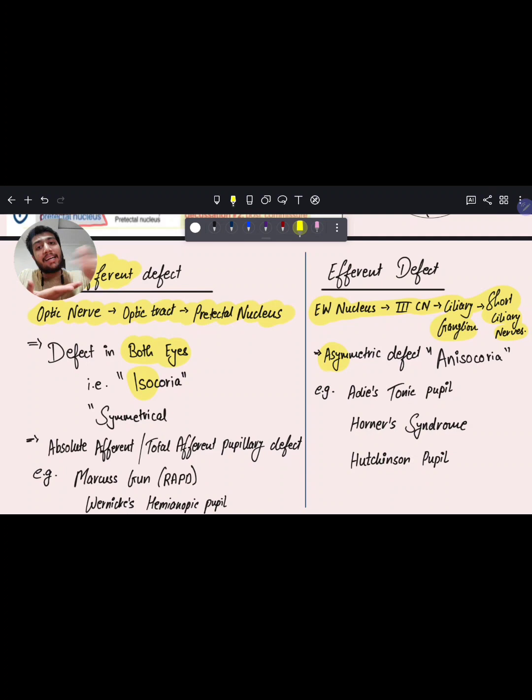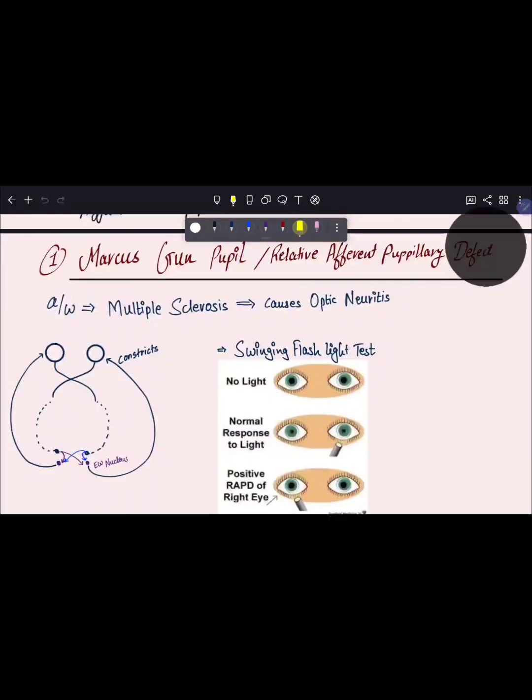तो अगर उसके आगे कोई भी डिफेक्ट है तो ऑब्वियसली वो इप्सिलेटरल होने वाला है और वो एसिमेट्रिक होने वाला है. And some of the examples are Adie's tonic pupil, Horner syndrome and Hutchinson pupil that we are going to study in detail. First disease of the efferent pathway, which is Marcus-Gunn pupil, also known as relative efferent pupillary defect. As the name suggests, it is the defect in the efferent pathway.